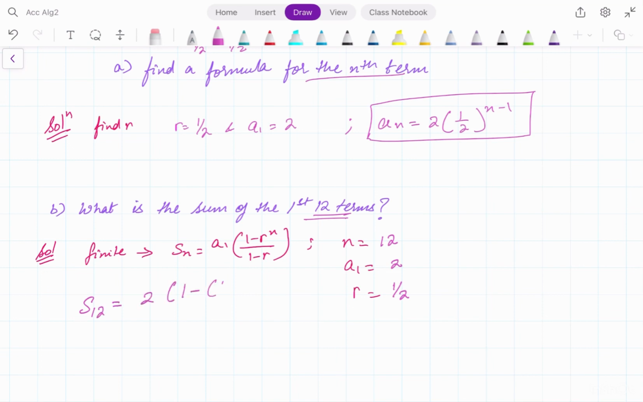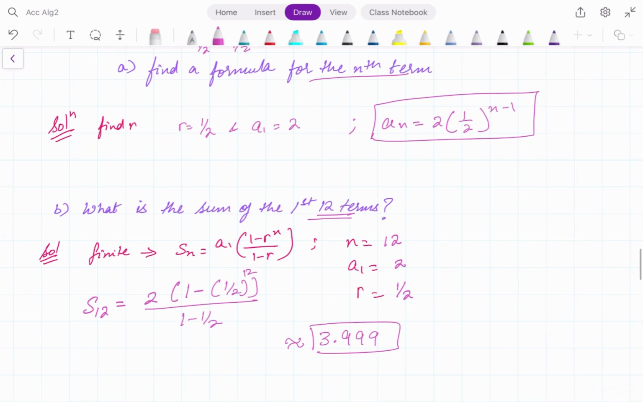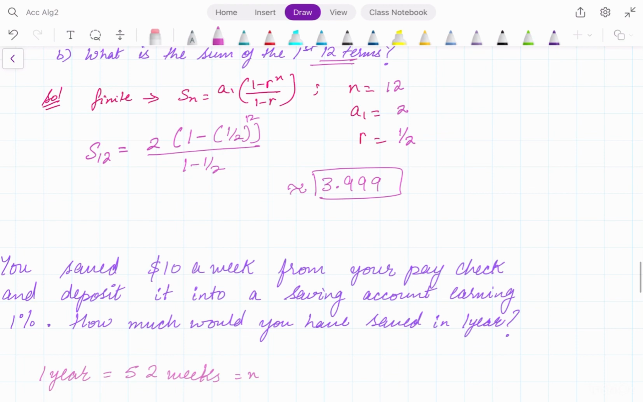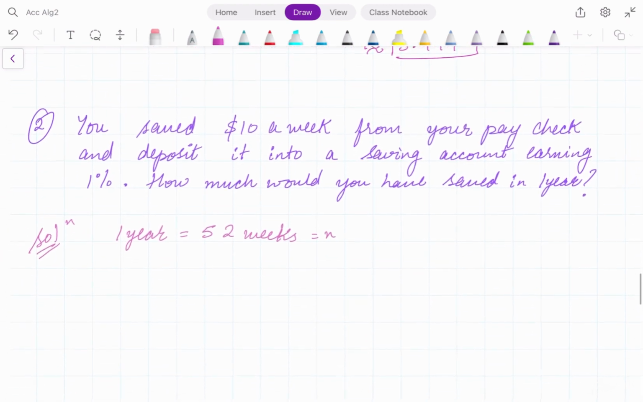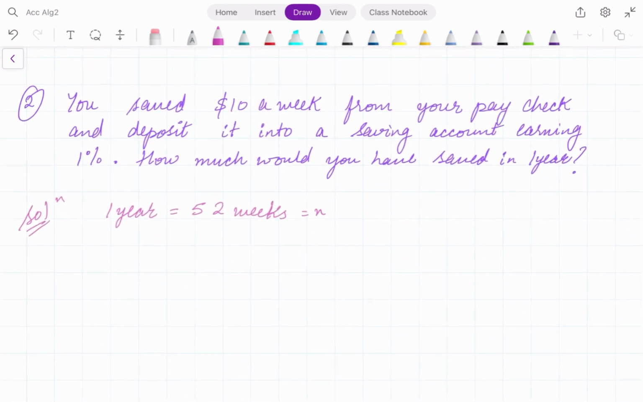So S12 will be a1 times 1 minus r to the power of n, divided by 1 minus r. Because they are asking for the sum of the first 12 terms, we are finding the sum of the finite, because 12 is a finite number. So your approximate answer will be 3.999. And make it a rule of thumb: always write 3 decimal places. It will help you in calculus as well.